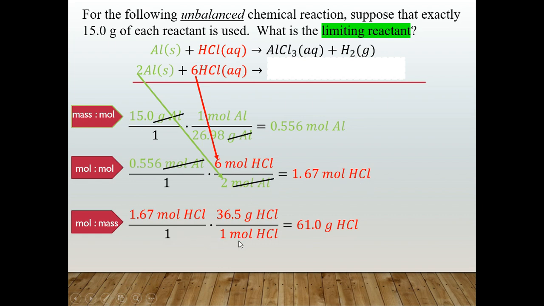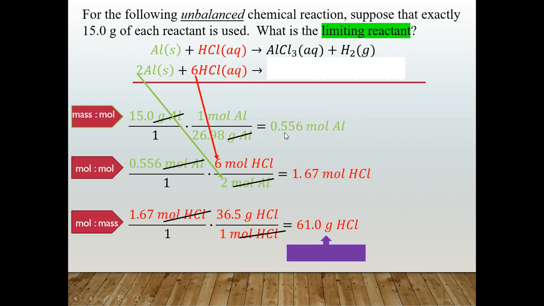And here we need to use the molar mass of hydrochloric acid. If you use the periodic table, there's 1 H and 1 Cl. Add those values up, and the molar mass of hydrochloric acid should come out to about 36.5. And moles of hydrochloric acid will cancel out. This will leave us with grams of hydrochloric acid. Okay. Now, once you get this answer of 61.0 grams hydrochloric acid, you have to know what to do with it. Essentially, it says you start with 15 grams of aluminum, but 15 grams of aluminum is equivalent to 0.556 moles of aluminum.